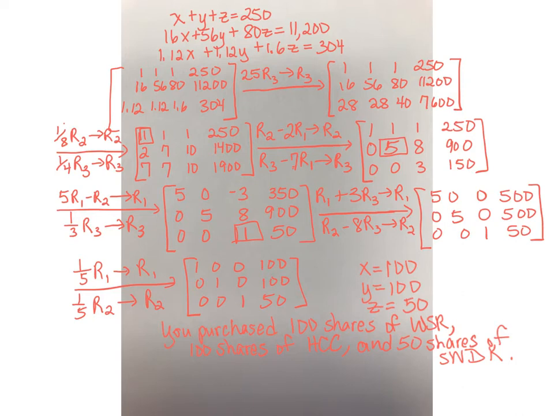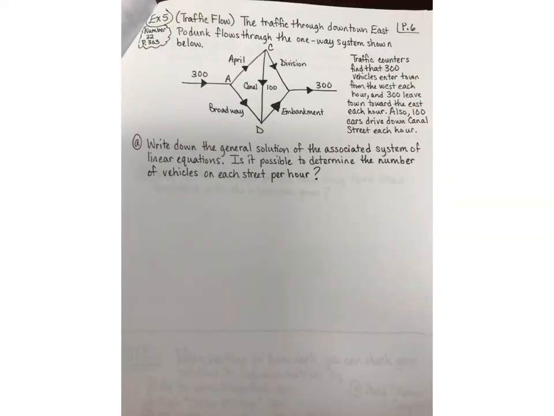Now let's do our final example. So, traffic flow. Traffic flow is a little bit tricky, but you'll have problems like that in your homework. So let's work through one to hopefully make that one in your homework a lot simpler, or more understandable. So let's read through it. The traffic through downtown East Podunk flows through the one-way system shown below. So the arrows here, notice that the 300 is going into A and it's exiting A through C and A through D, so it's flowing that way.